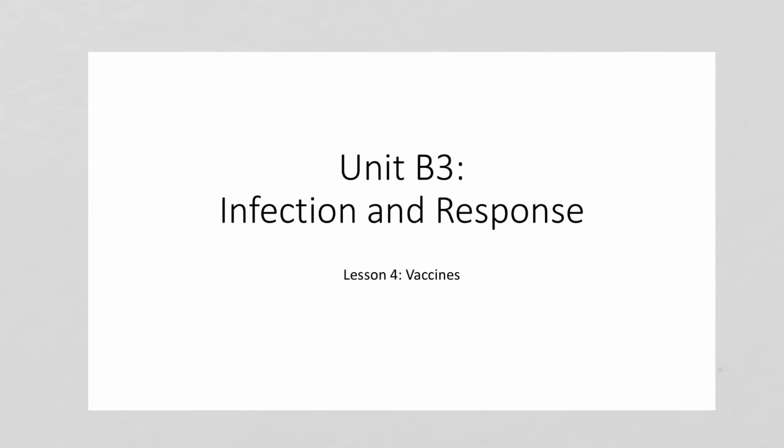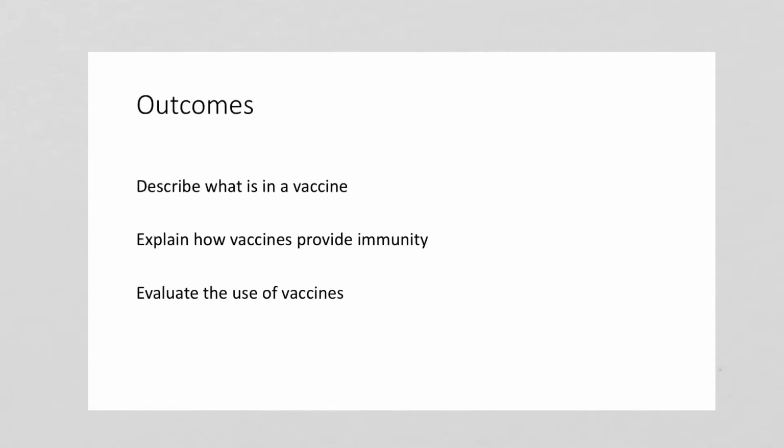Let's take a look at what we're going to be doing in today's lesson. We're going to talk about what a vaccine is, specifically what are the important things that are in a vaccine. We're going to explain how vaccines provide immunity, and again, that's going to tie back to the stuff that we did in the previous lesson, lesson 3 on the immune response. And then we're going to have a look at a style of question that comes up quite often on the exams, which are evaluate questions, and we will evaluate the use of vaccines.